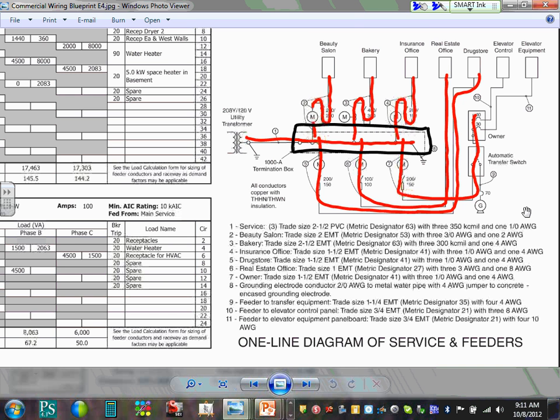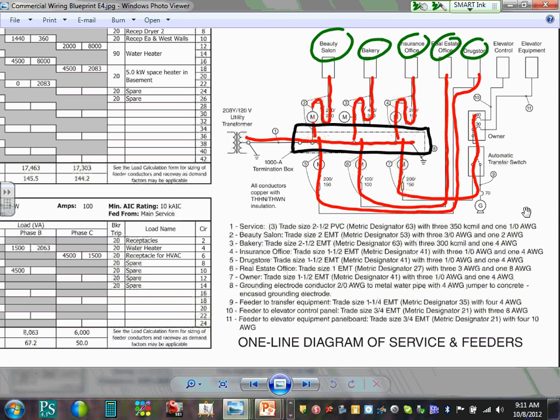How many tenants do we have? Can anybody read this one, Beauty? Read that one. Salon. I always say it wrong, that's why I want you. Beauty salon, bakery, insurance, and real estate, and drugstore. These are the 5 tenants in this building, okay?